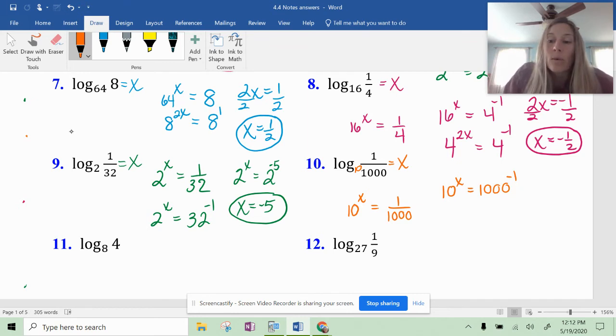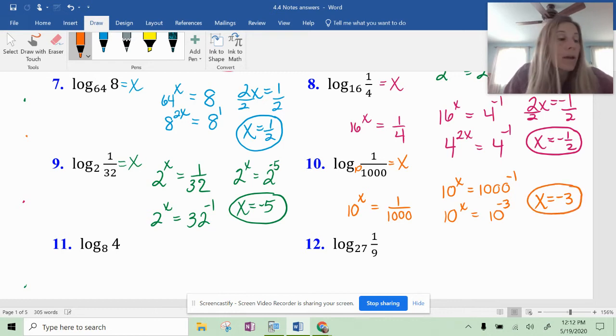I want to make my 1,000 have a base of 10. So that would be 10 to the 3rd. But since there's already a negative there, it's going to be 10 to the negative 3. The 10s are the same now, so I can get rid of them. And x simply equals negative 3.